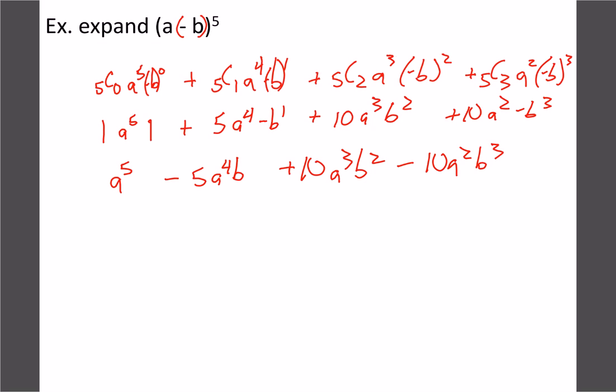So we don't need to do the rest. We can kind of see the pattern. So if we were to continue, it would be 5, a to the 1, b to the 4th, and then our last one would be negative b to the 5 would be our last term.